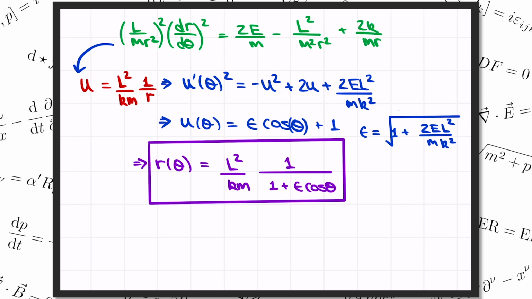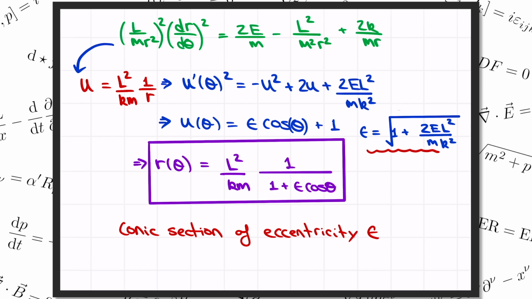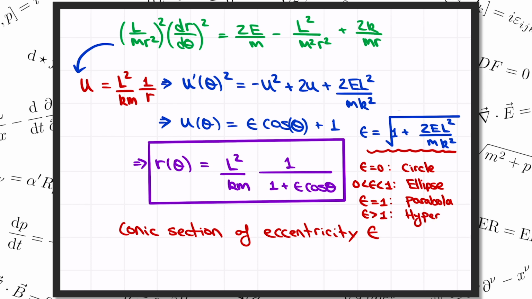So what the heck is this thing? Well, it's called a conic section of eccentricity epsilon. And you may have learned about conics before in your math classes, but they're shapes that include circles, ellipses, parabolas, and hyperbolas. And the different kinds of shapes are labeled by this parameter epsilon. Epsilon equals 0 is a circle. When epsilon is between 0 and 1, that's an ellipse. When epsilon equals 1, that's a parabola. And if epsilon is greater than 1, that's a hyperbola.